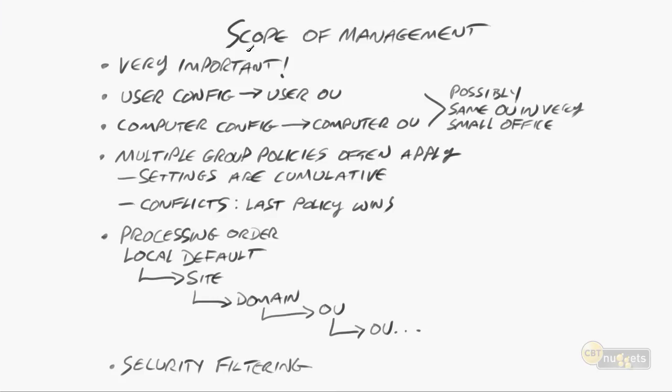So then this takes us to a very important discussion about what we call the scope of management. Some people call it the order of inheritance. But this relates to how group policies apply, the order that they apply in, and what happens if they conflict with one another. Because in most organizations, you're going to have dozens, sometimes hundreds of group policies that could potentially apply to a user or computer.